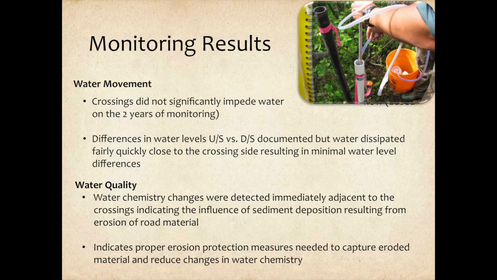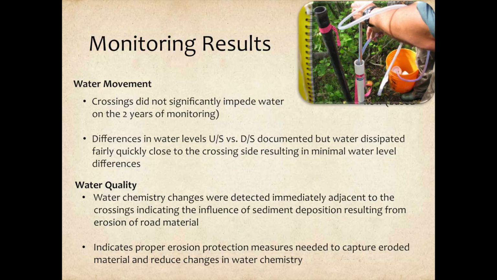So let's just talk very briefly about the results. Under water movement, the crossings did not significantly impede water based on our trials. That's after only a couple of years of monitoring. The difference in water elevation upstream and downstream did occur, but you had a little bit of a recharge on the upstream side, but it dissipated very, very quickly as opposed to it being held there, which was typical of many roads that we'd seen.